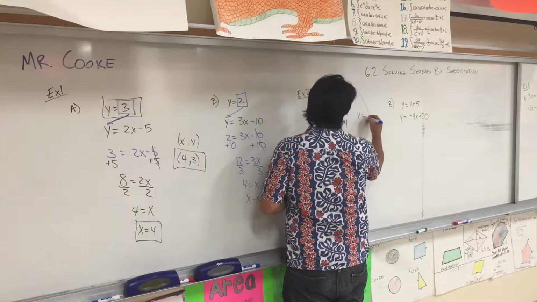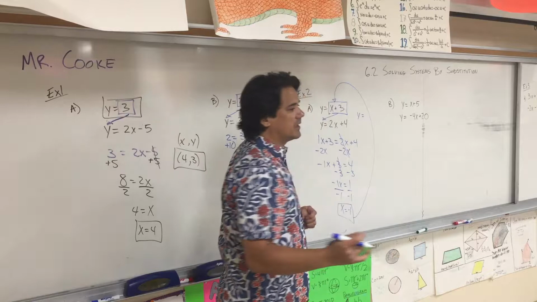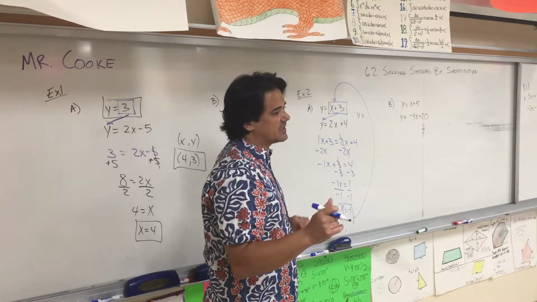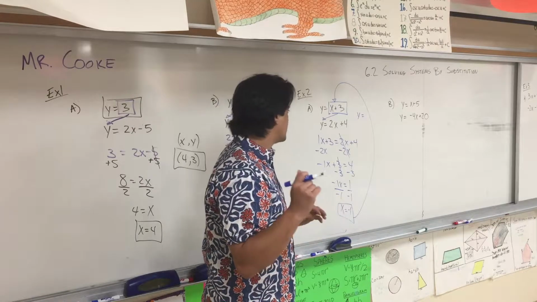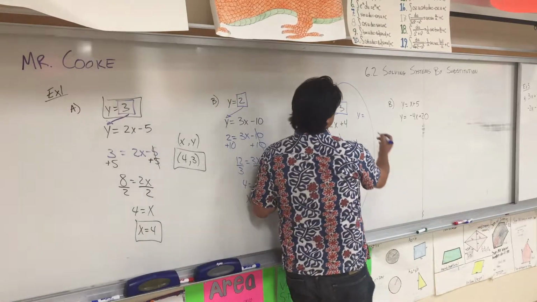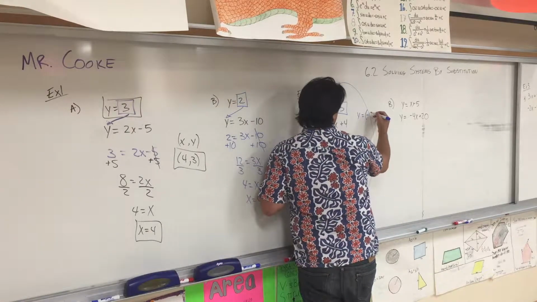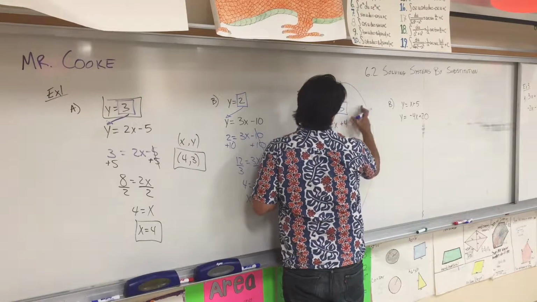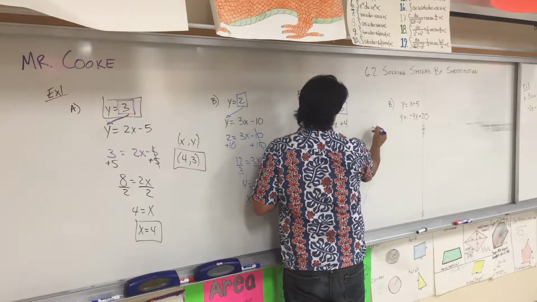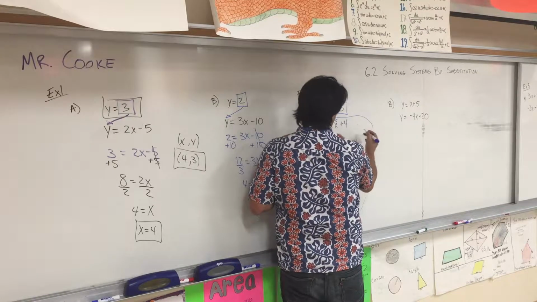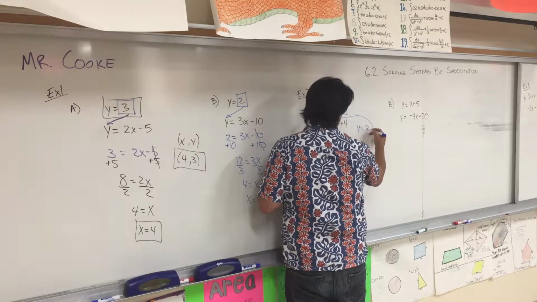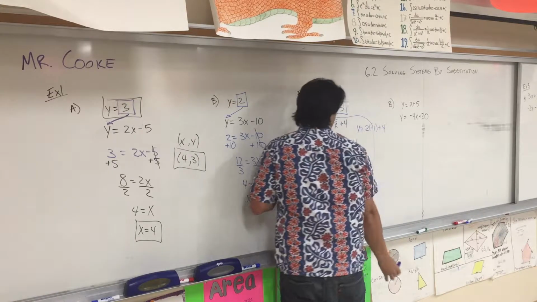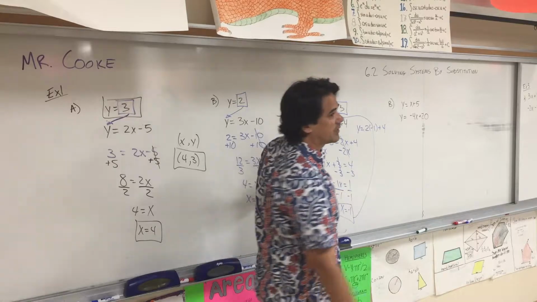So I'm going to go y equals. Now, whenever you plug in, and you're going to hear me say this a million times, it's important: plug into parentheses. And I'll plug into the second one to show you why you want to plug in the parentheses. So y equals 2 times negative 1 plus 4.